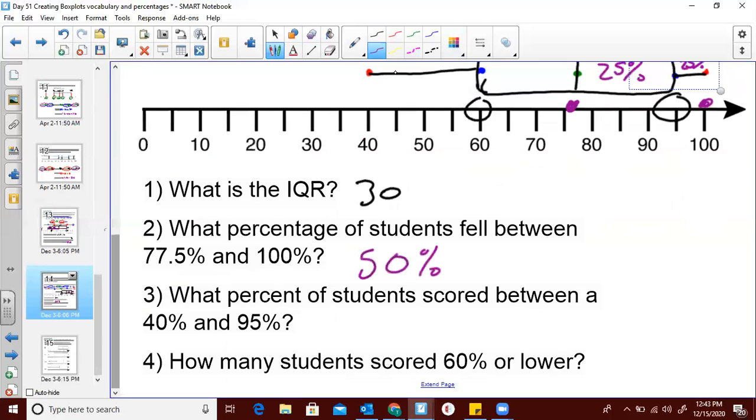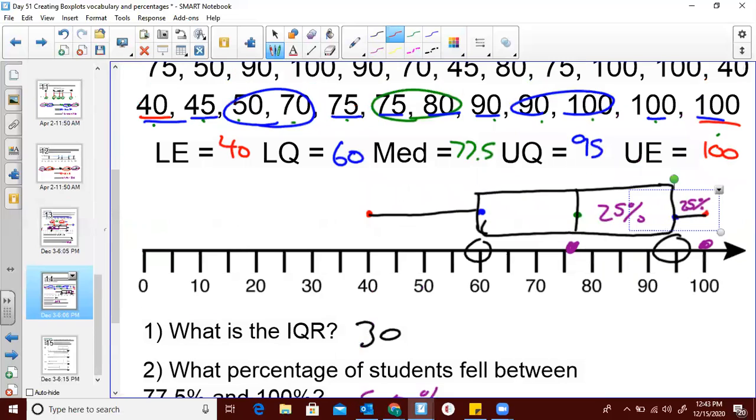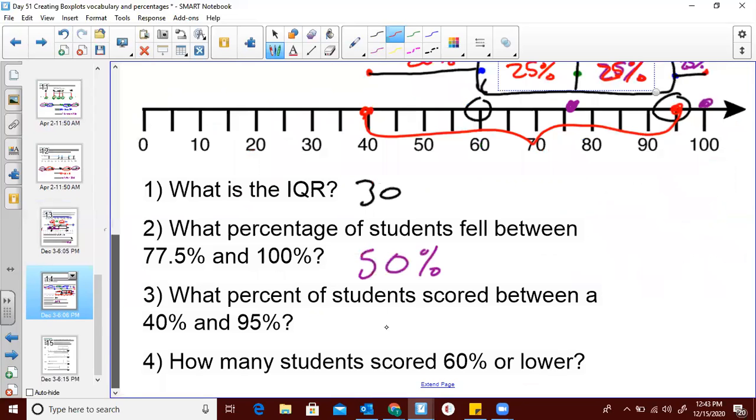What percent of students fell between 40 and 95%? So now we're starting way down here and we're going to 95%. So we're looking for what percentage of students fell in here. Remember, we have 25%, 25%. Each piece is worth 25%. All right, so 25 plus 25 plus 25 is going to be 75%.